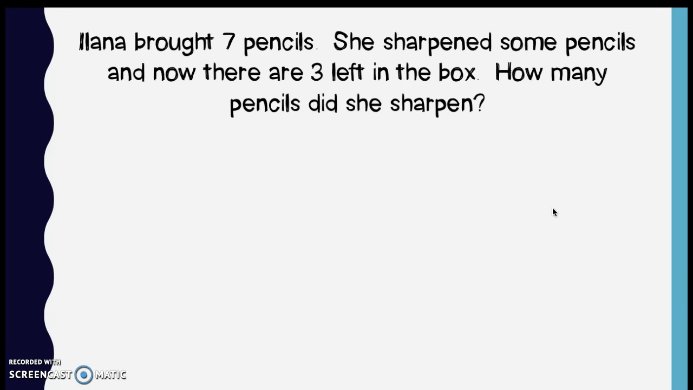Okay, friend, we're going to draw what we read. Here we go. Alana brought 7 pencils. Go for it, draw that. She sharpened some pencils, and now there are 3 left in the box. So go ahead and circle what we know. All right, so how many pencils did she sharpen? Make sure that you drew your line to show how many were not in the box. Okay, ready to check yourself?